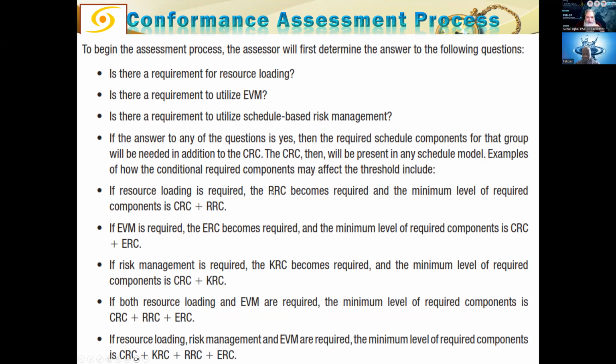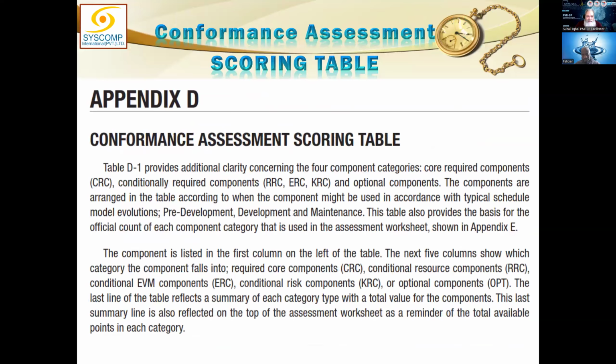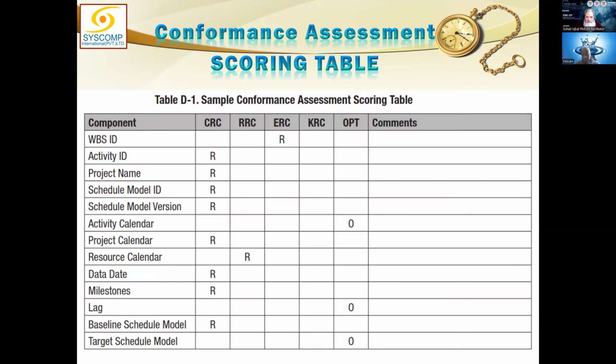Based on that, you select which formula will apply to you. If only RRC, then CRC plus RRC. If only earned value, then CRC plus ERC. If only risk, then CRC plus KRC. If RRC and ERC, then CRC plus RRC plus ERC. And if all of them, then naturally all of them are added. If you understand that, it will be much easier. Let us move on to this table.